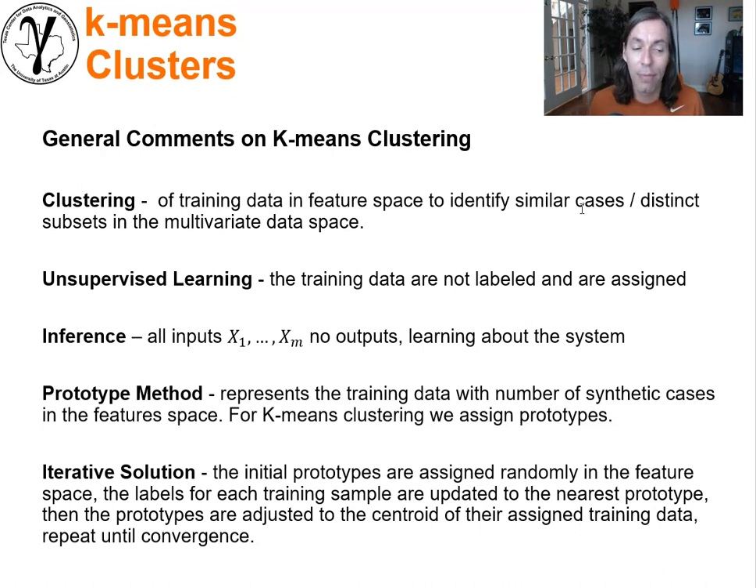It's a prototype method. It represents the training data with a number of synthetic cases in the feature space, not actual sample cases, but prototypes representative of each group. For K-means clustering, we assign prototypes. It's an iterative solution. As I mentioned before, initial prototypes are assigned randomly in the feature space. Labels are assigned to all of the nearest training data, and then we update the prototype. Repeat, repeat, repeat until we converge, until we stop changing the prototype locations. Now, I've said that in words. I'm going to show it to you in steps, and you're going to get a chance to see it, so don't worry.